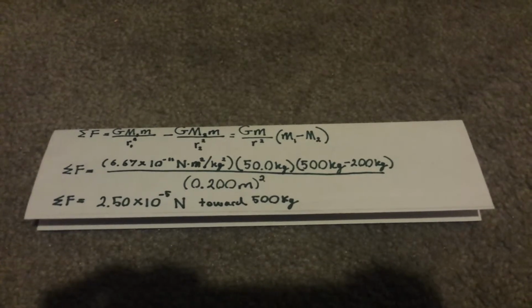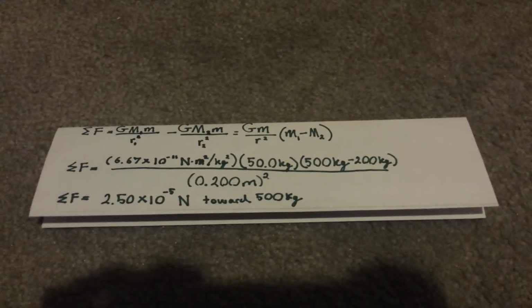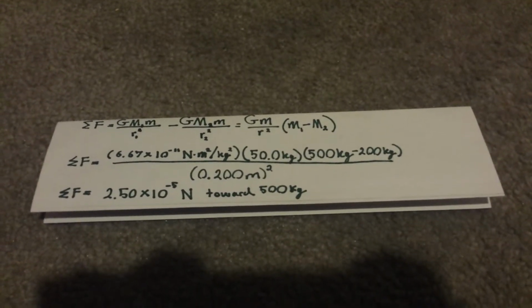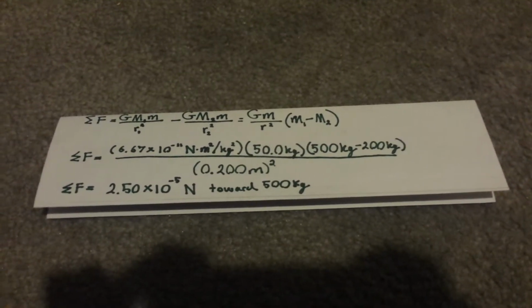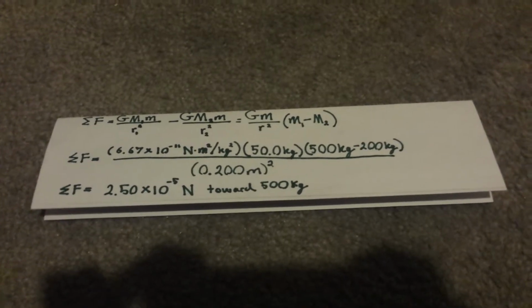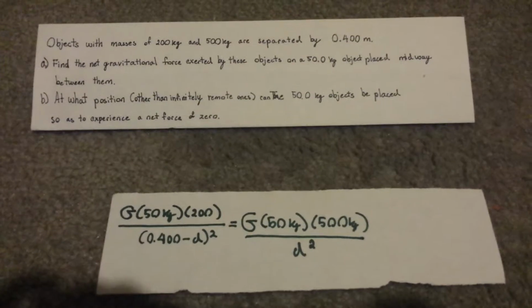If object 1 and object 2 are placed 0.4 meters apart, the midway point would be 0.2, and that is also squared. When you plug that into the calculator, the answer is approximately 2.5 times 10 to the negative 5 newtons toward the object that is 500 kilograms.